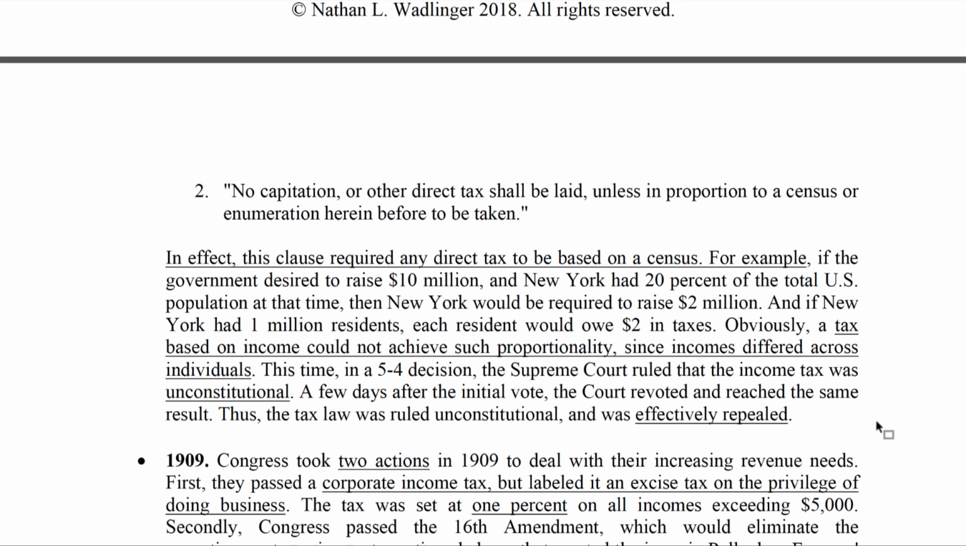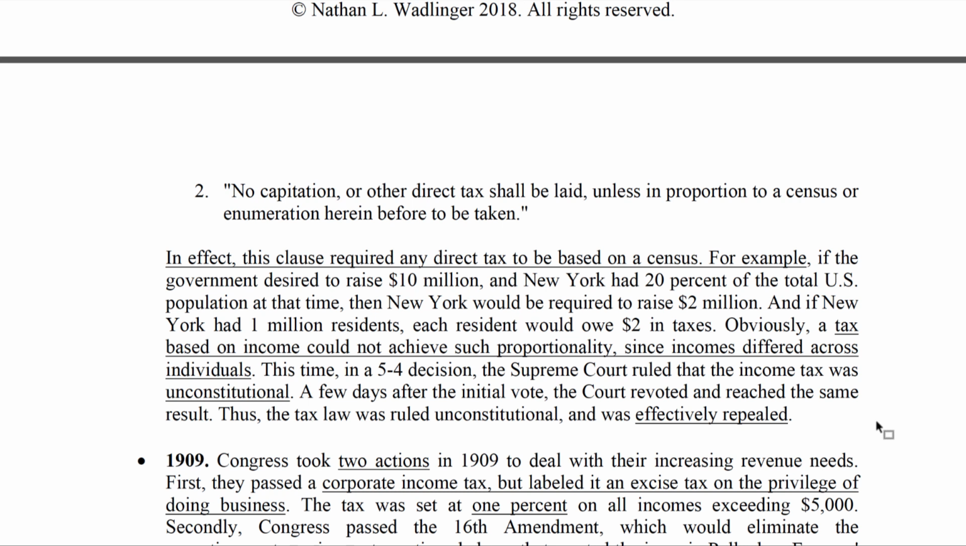And then if you were in a smaller state, then that's how it worked. This is just based on everyone nationally, right? That's how this is working in this example. So if you're in New York during this time, New York had 20% of the population, so New York should be giving $2 million of the $10 million needed to raise. And if New York has 1 million residents, then each resident would owe $2 in taxes. That's basically how it worked.